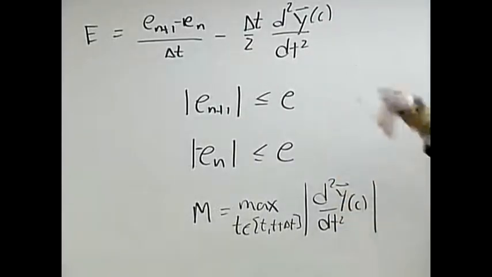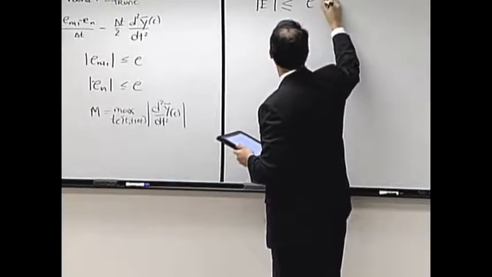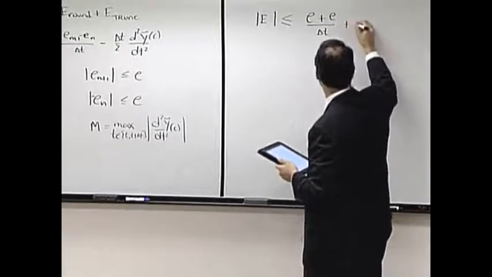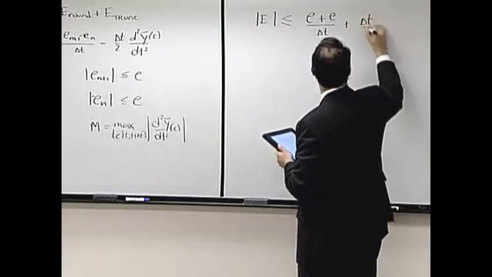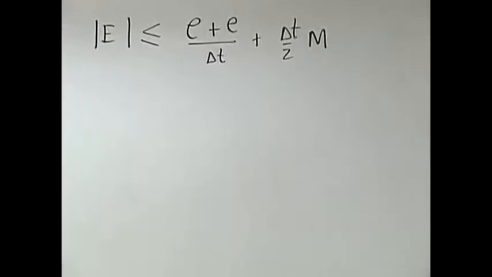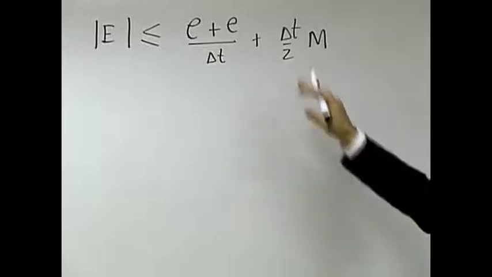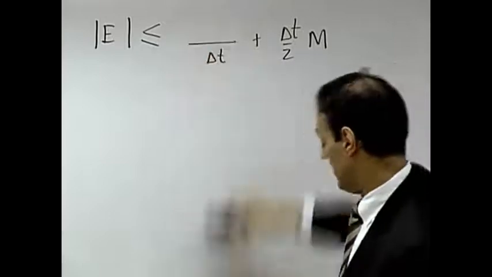And what I want to do with this is then say, well, how can I bound my error? And this allows me to bound the error to say the error, the absolute value, is less than or equal to this E plus E over delta T plus what I have here is delta T over 2M. Okay? So this is the biggest the error can be. I put in, let's say, try to make it as big as possible. That's as big as it can be.